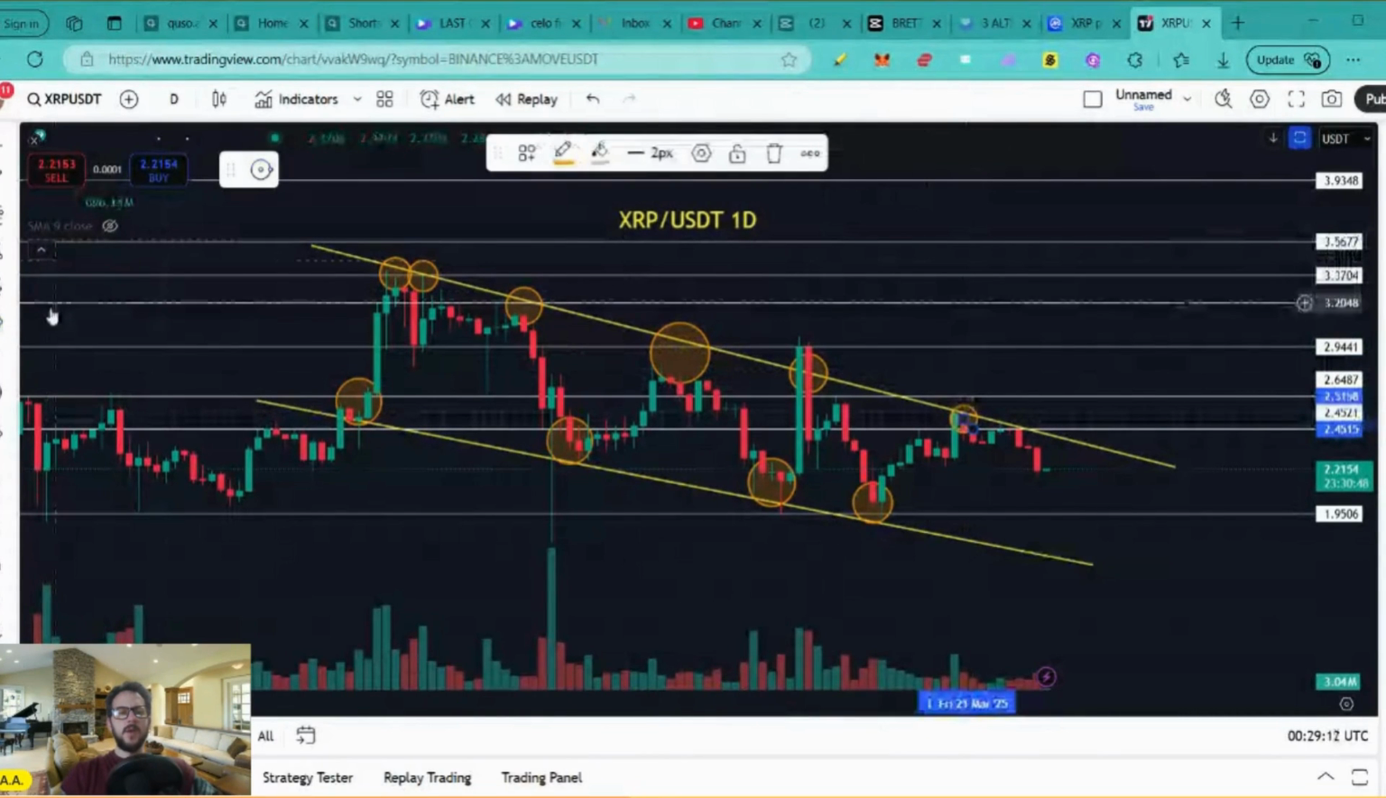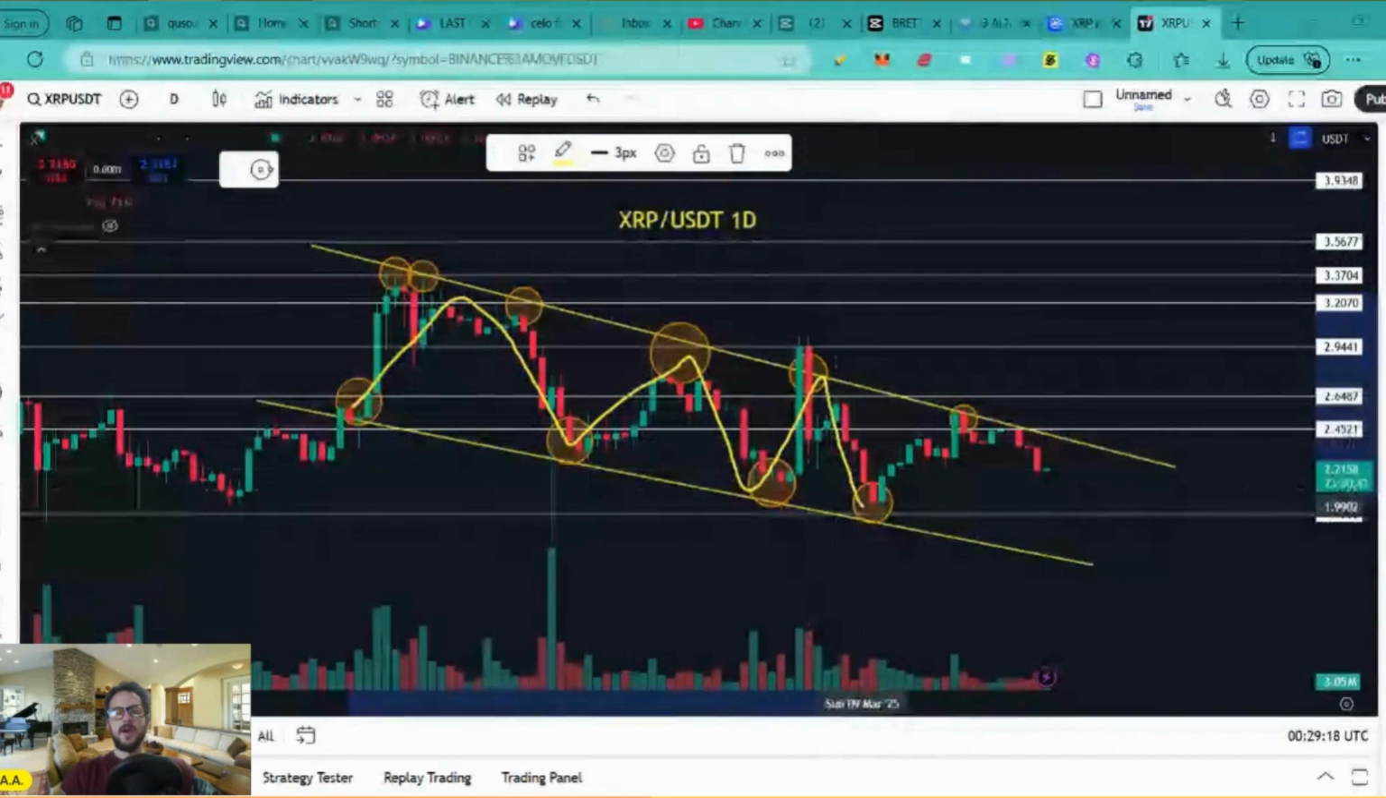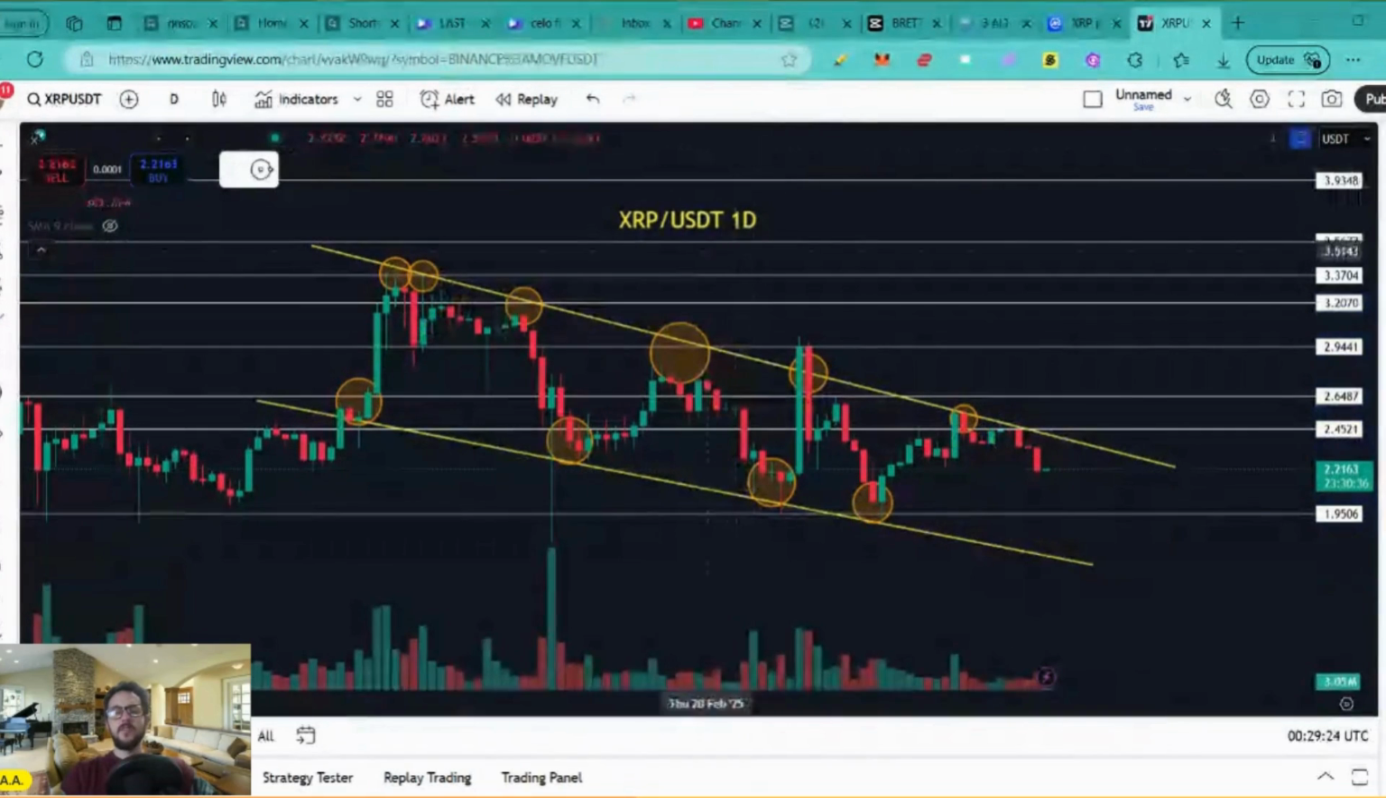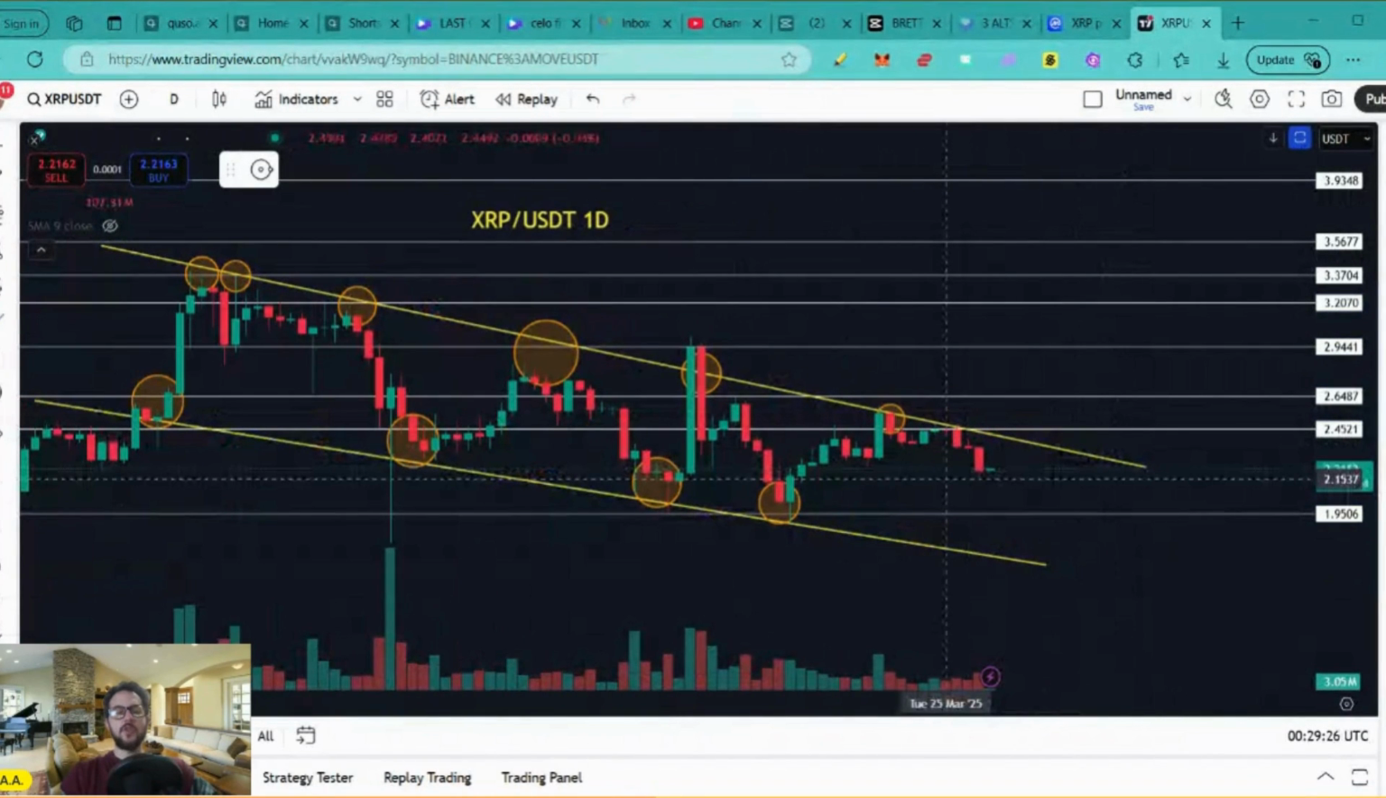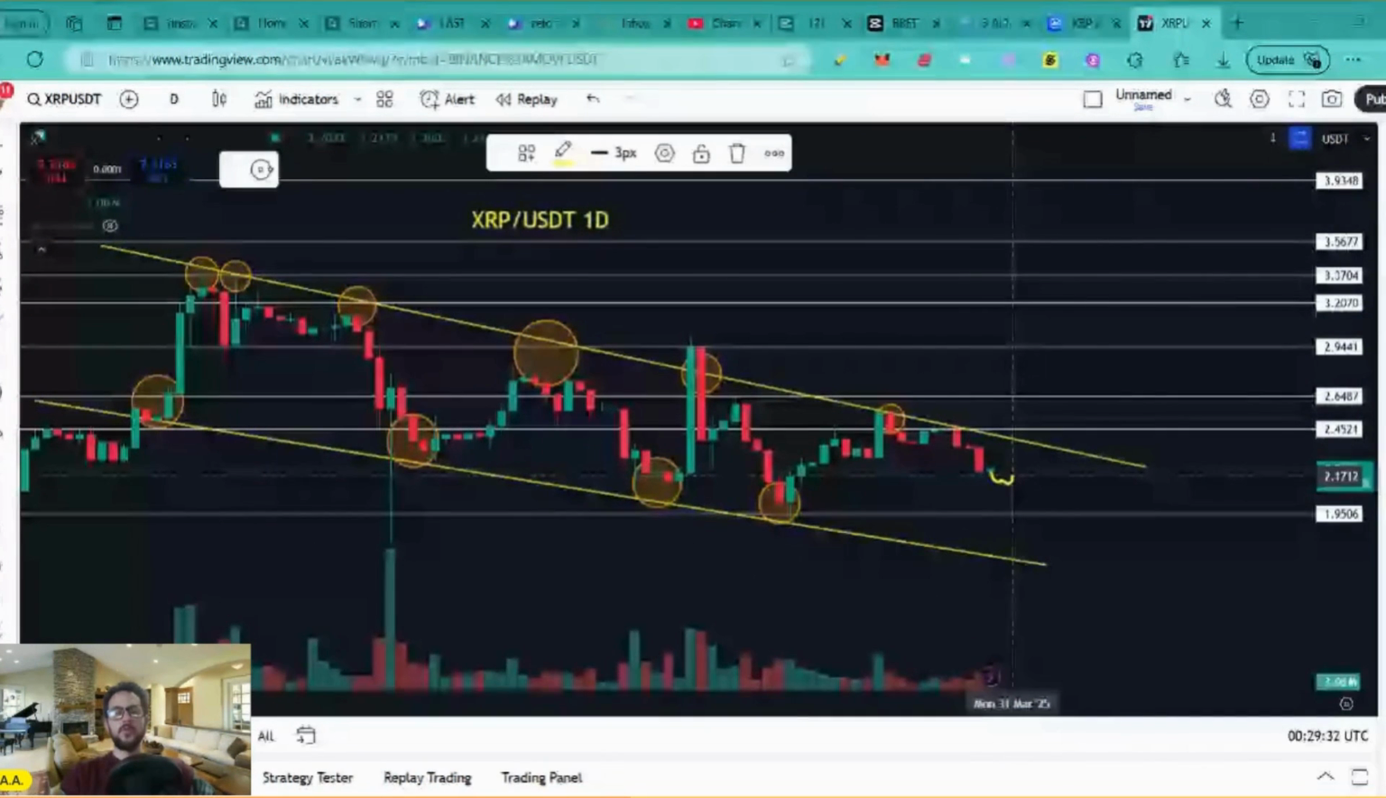So remember that as long as the price action is moving inside the pattern, we have to assume that it's going to continue moving inside the pattern until it breaks out. We haven't seen a breakout yet. Therefore, I assume that for the time being, the price action is going to move lower. It's going to pull back.